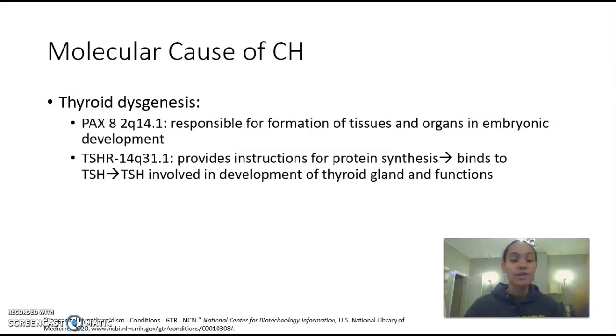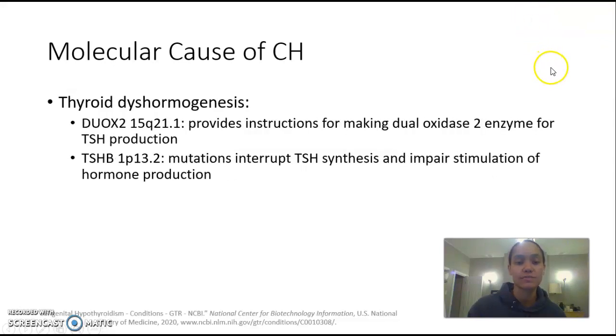So molecular cause of CH, we can tie different molecules to the different types of CH. So with thyroid dysgenesis, the genes here are PAX8 or paired box 8 on the 2q arm, and they are responsible for the formation of tissues and organs in embryonic development. And then TSHR, which provides instructions for protein synthesis, and those instructions allow the binding of TSH to the TSHR, and the TSH is involved in the development of thyroid gland and its various functions.